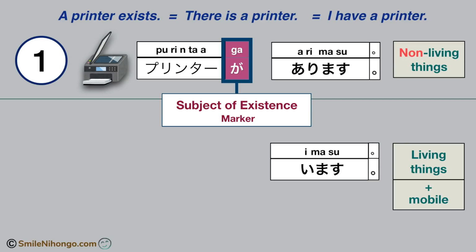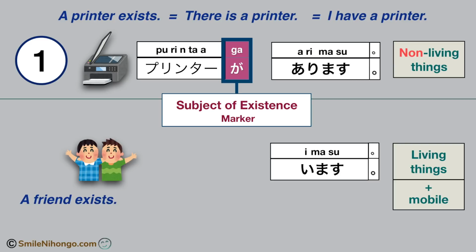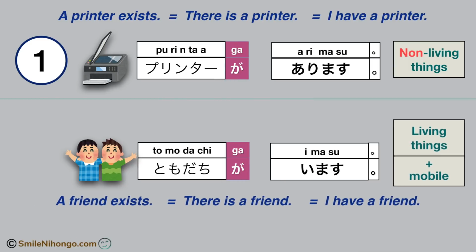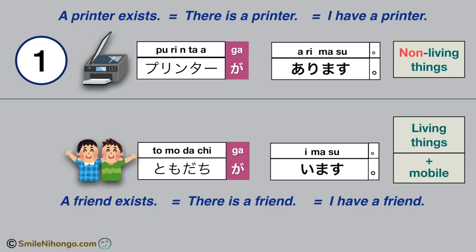in your sentence. For instance, to say a friend exists, meaning there is a friend or I have a friend, you have to mark friend 友達 with the particle が and go like this. 友達がいます. So this is the first step that you need to keep in mind when you use あります or います. Be sure to mark what exists with the particle が.